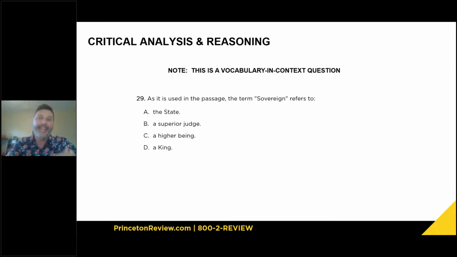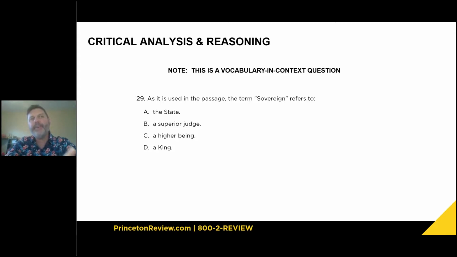There are only 10 types of questions that a test writer is allowed to ask you on this. And there are only 10 types of sentences in the English language, by the way. I'm such a nerd. So here, we need to recognize that any one of these could answer the question, what does sovereign mean? What is a sovereign? However, that's not the question. The question is, as it's used in the passage, the term sovereign means.